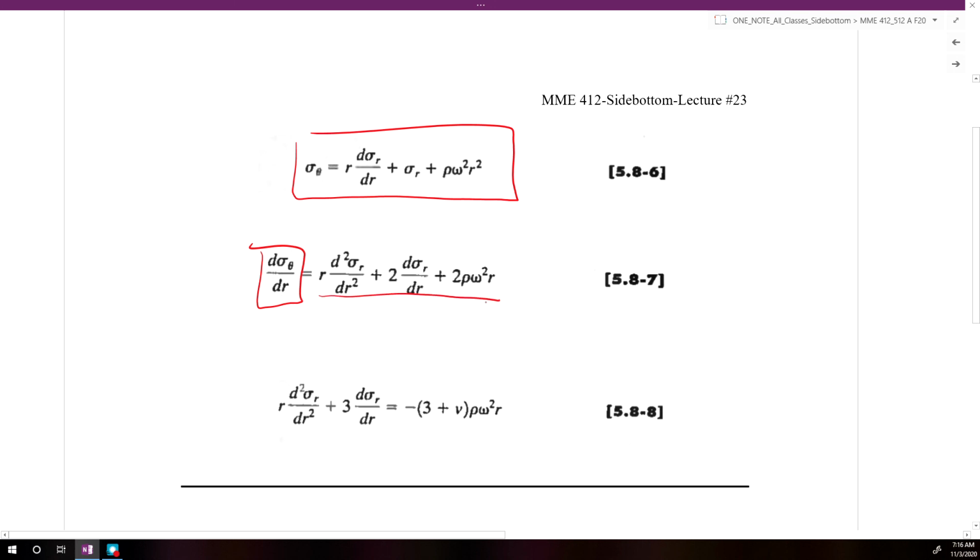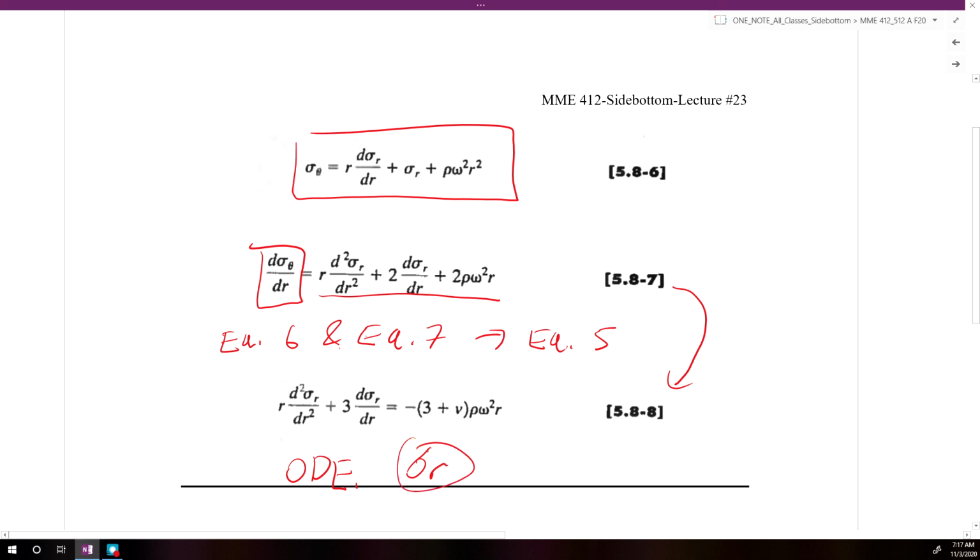Now we can plug in equation 6 and equation 7 into equation 5, and we do all that, we'll end up with an ordinary differential equation that is just in terms of sigma r. So it's all in terms of one variable. And this is going to be our governing equation for thick-walled cylinders. We're going to use this equation to determine the stress and the strain.